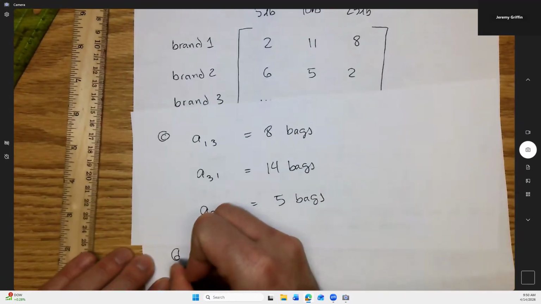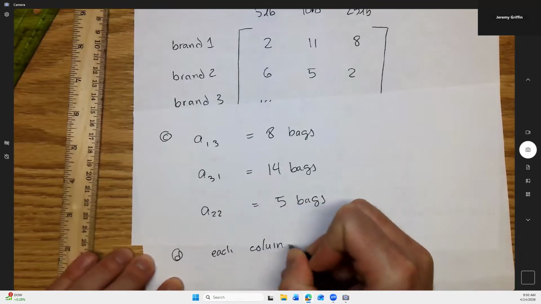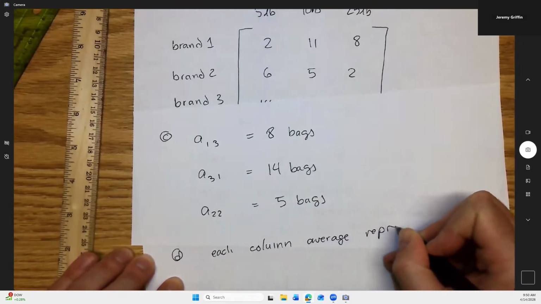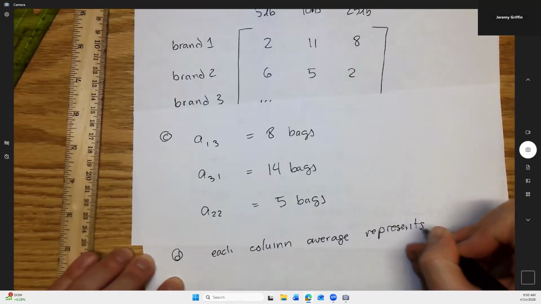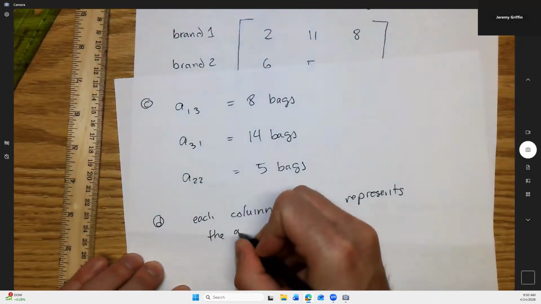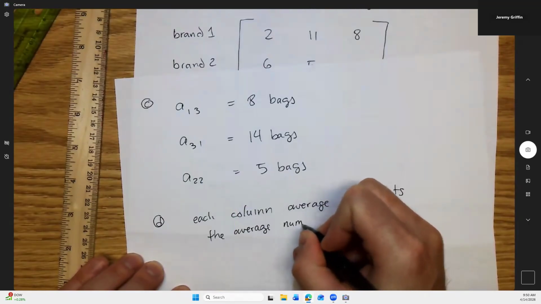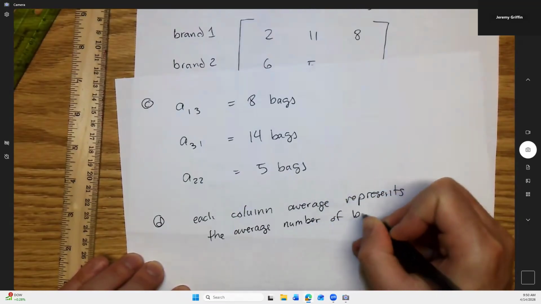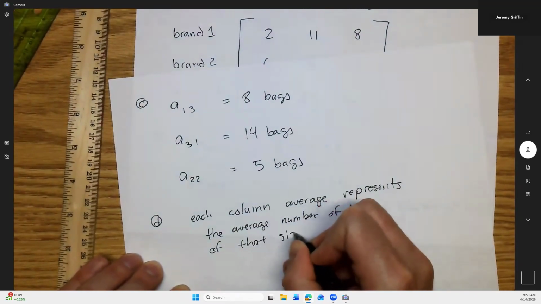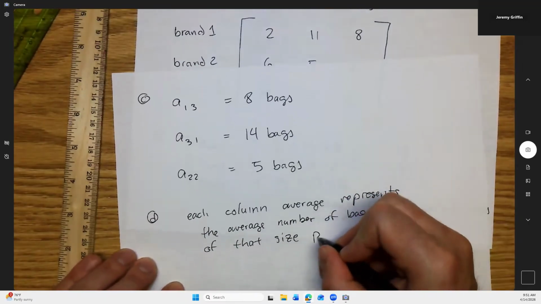Yeah, that's it. Okay. So each column average, the average of the elements, represents the average number of bags of that size, regardless of brand. Yeah, I'll say per brand.